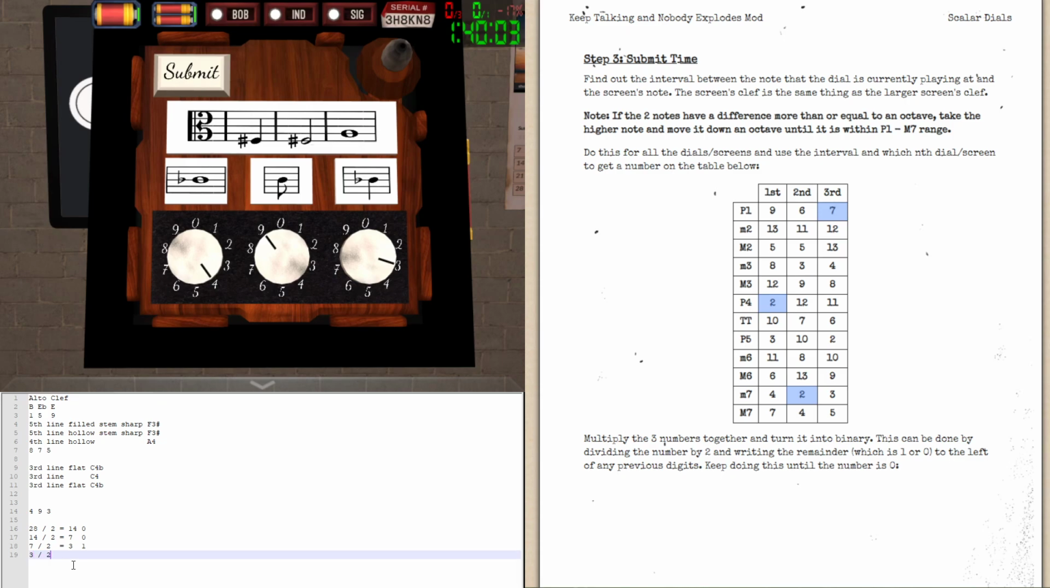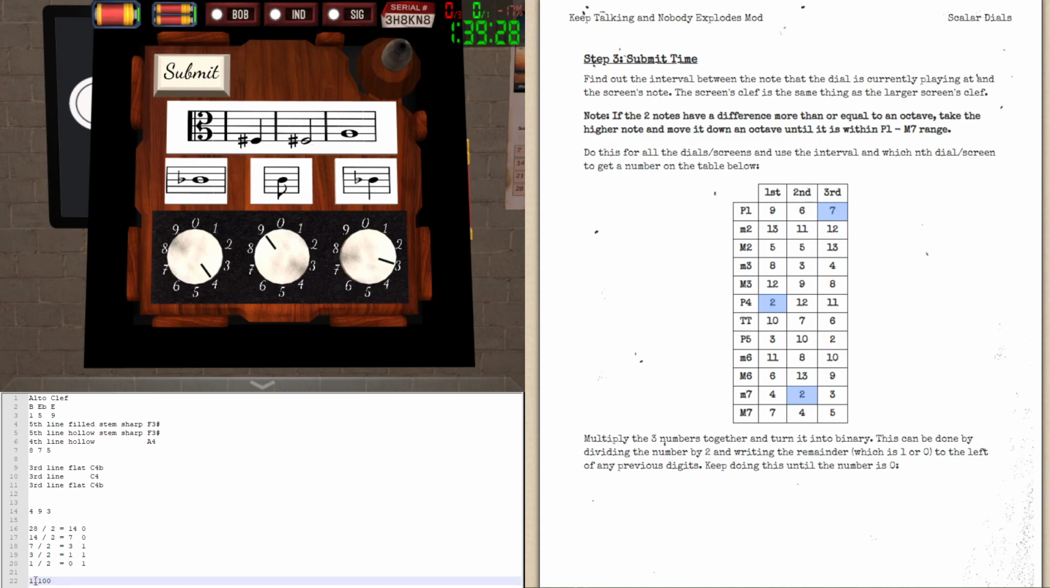Then it's 3 divided by 2 is going to equal 1, and since it's an odd number, it's 1, and then 1 divided by 2 is going to equal 0, and that's also going to be a 1. So, you keep doing this until you reach basically 0, okay? Then, we're going to read the binary from bottom to top. So 1, 1, 1, 0, 0.